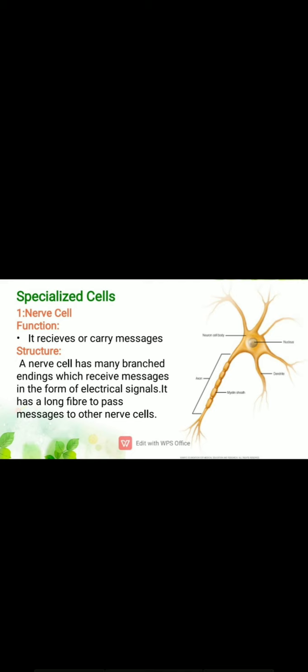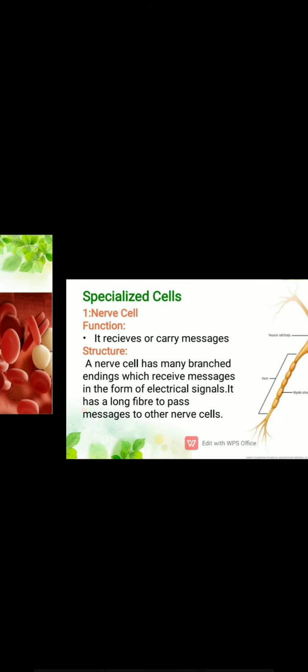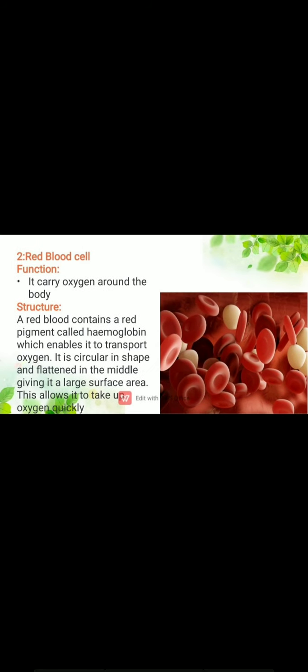Always remember, shape is different but the internal structure, you can say, is the same. The next animal cell is the red blood cell. The function of the red blood cell is to carry oxygen around the body. And what is the structure of a red blood cell? A red blood cell contains a red pigment called hemoglobin, which enables it to transport oxygen.